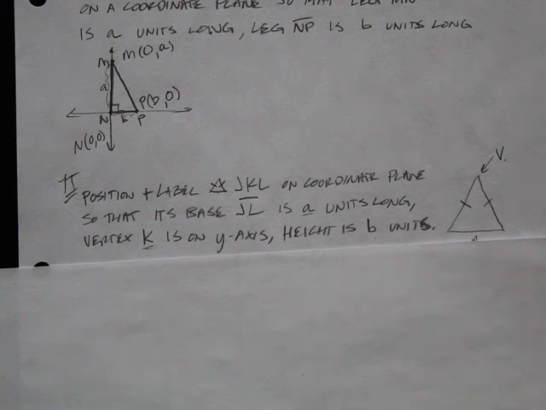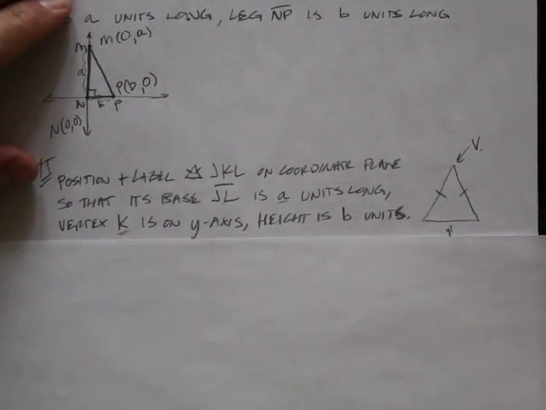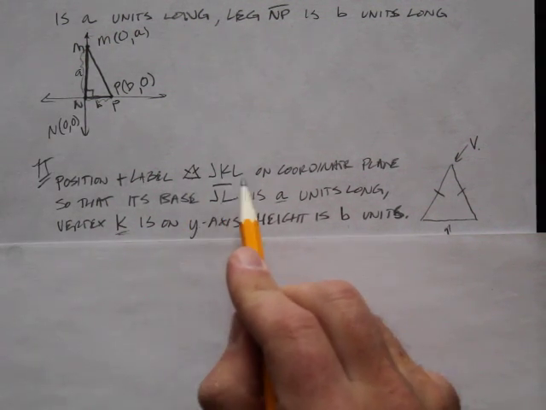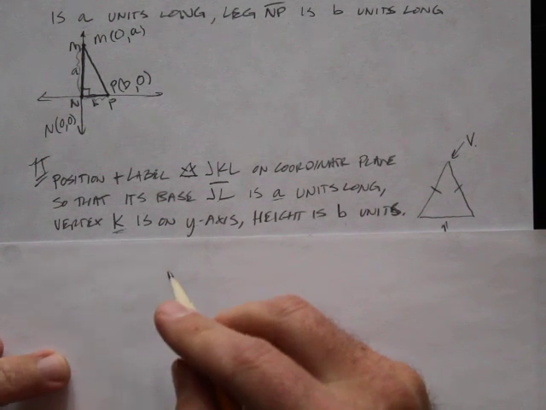Right, let's work this out. Let's see how you did. So I've got an isosceles triangle, JKL. We're going to put this on a coordinate plane.